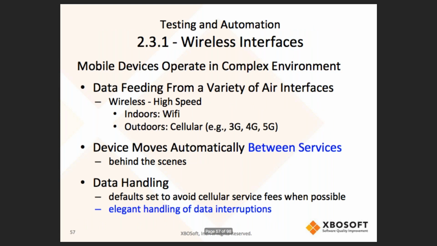Okay, so mobile devices operate in very complex environments. Data is coming from a variety of air interfaces, and they all need to be handled. The devices need to move between the services elegantly, especially when data interruptions are going to occur, and they will occur. And there's also a need to get you off the cellular service if you can, because that could cost higher fees. So applications should try to prioritize where they're going to take their data from.